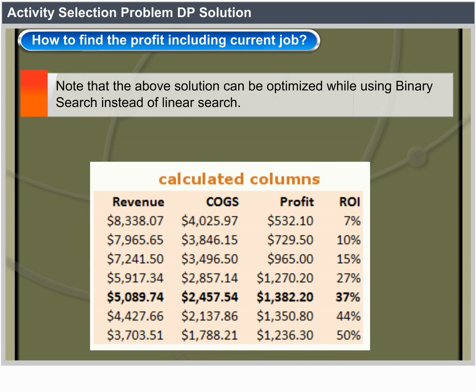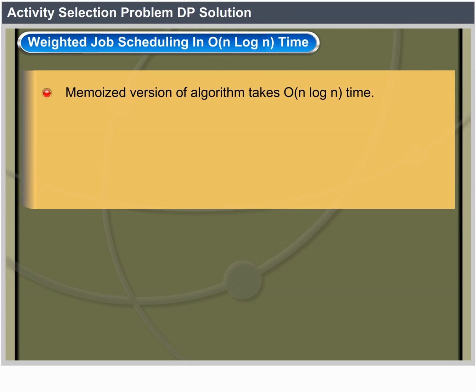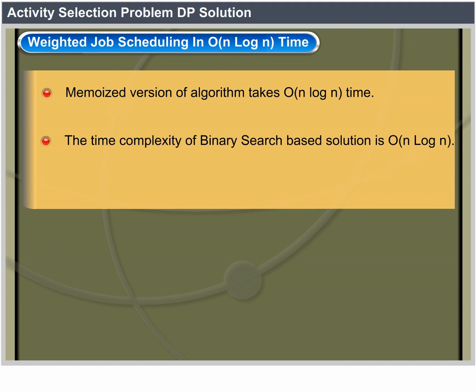Note that the above solution can be optimized by using binary search instead of linear search. Weighted job scheduling in O(n log n) time. The memoized version of the algorithm takes O(n log n) time. The time complexity of the binary search based solution is O(n log n).